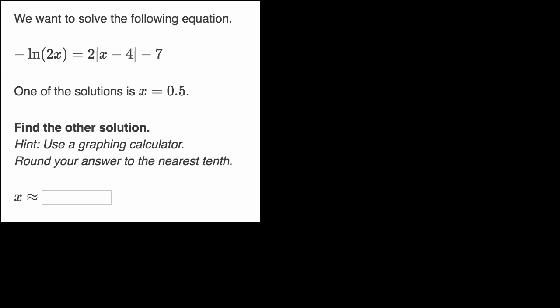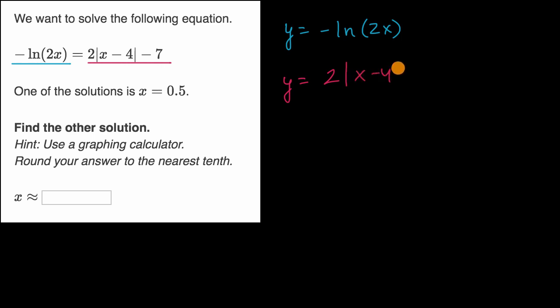So what do I mean by that? Well, we could set y equal to the negative natural log of 2x. So we could have one function like that. And then we could have another function that y is equal to 2 times the absolute value of x minus 4, minus 7. And let's see where they intersect. The x values where they intersect are going to be solutions to that.